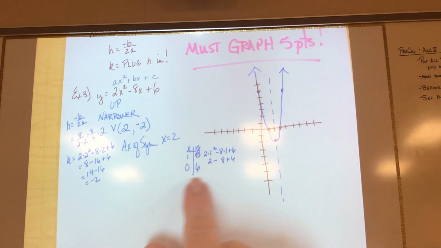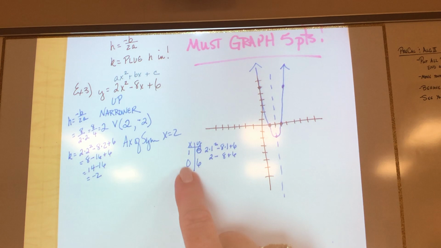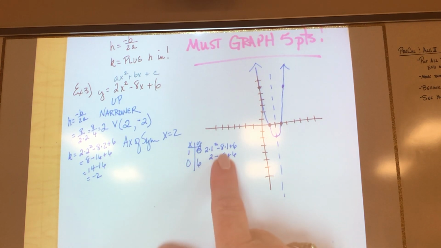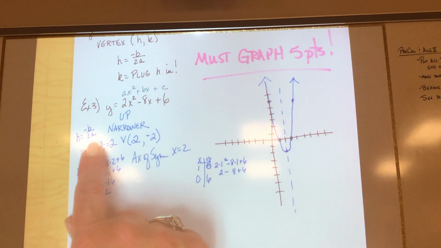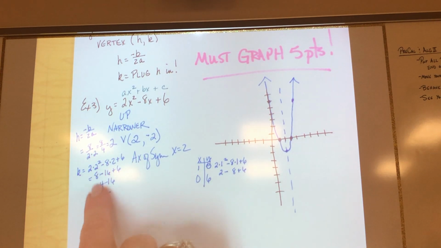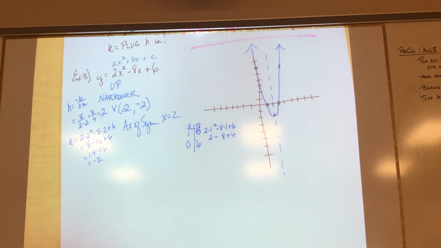I want to see your work right here. Okay, obviously with the 0, I didn't show a lot of work because I didn't need a lot of work. He made everything disappear except the constant. But this guy, I showed my work. I showed my work how I found H. I showed my work how I found K. You understand? All right, I must be boring today.